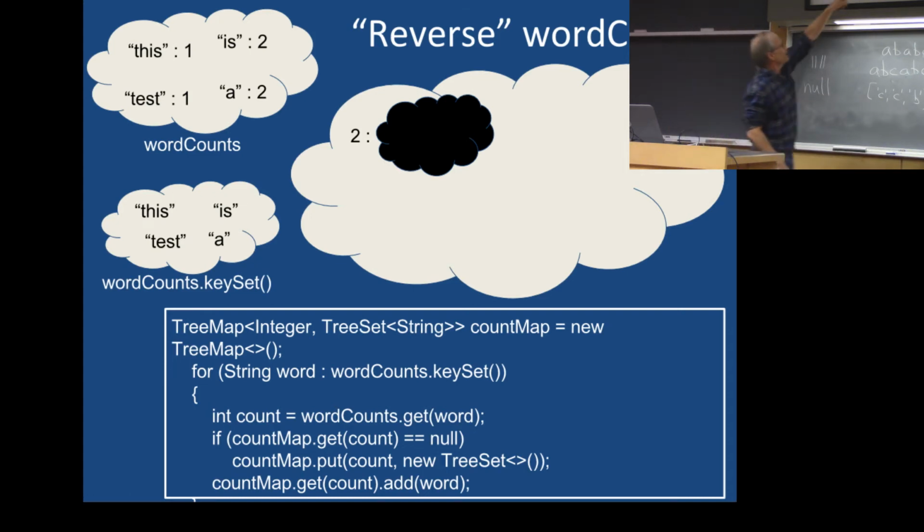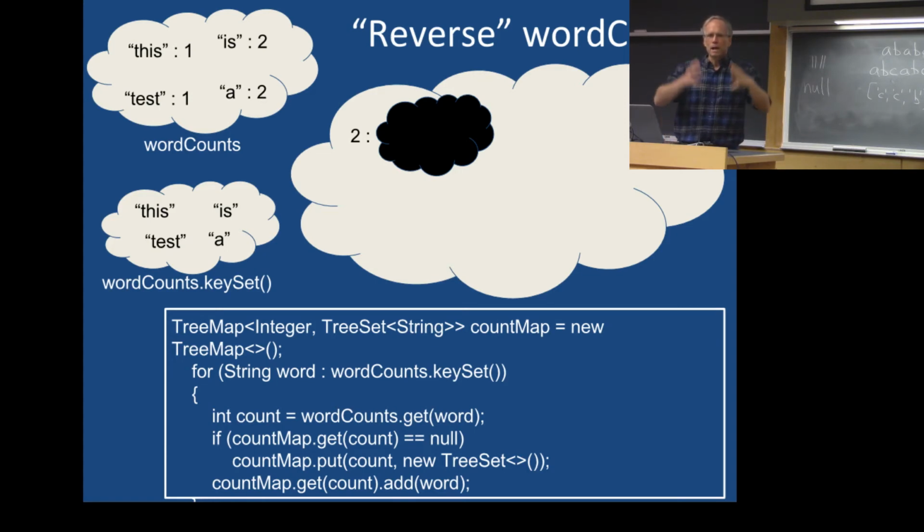That's called count map. That's what count map looks like right now. And we say count map.get of 2. What do we get back? Empty set. That empty set that's drawn as a black cloud.